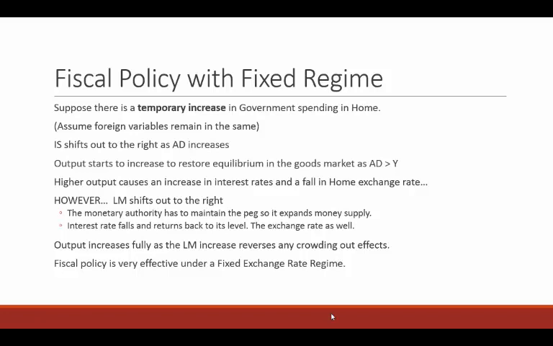This has the offsetting effect to the increase in the interest rates, as an increase in money supply shifts the LM function out to the right and puts a downward pressure on interest rates. This causes output to increase considerably without any crowding out effect, as interest rates remain at their initial levels as the peg is defended. The end result is that the exchange rate remains at its initial level while output has increased. We depict this in graph form next.